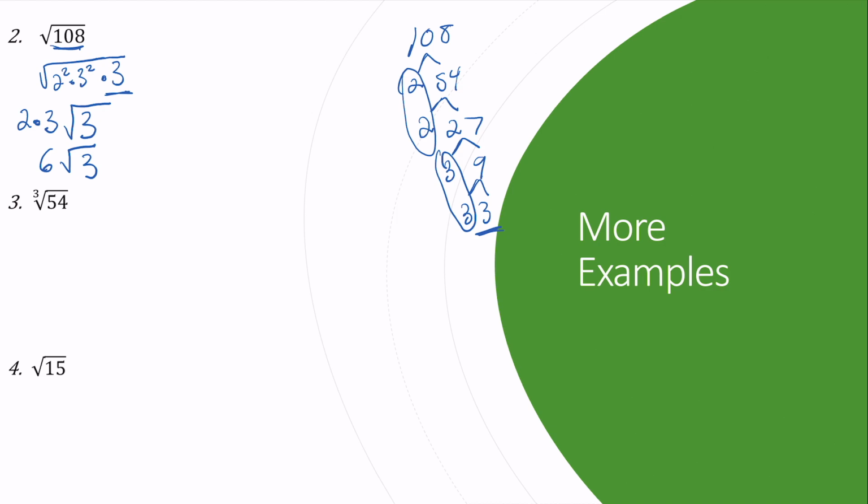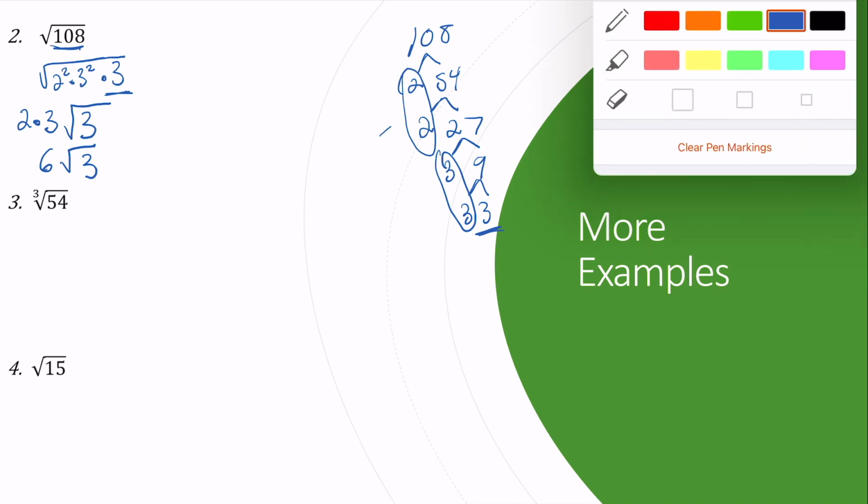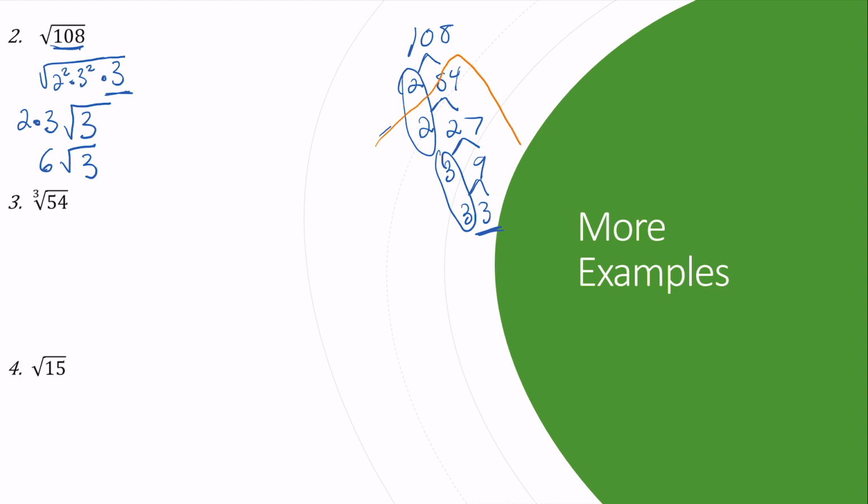Next, let's take a look at the cube root of 54. I already made most of that factor tree over here. If you just look at the part I'm going to outline in orange, I've got 2 times 3 times 3 times 3. And we're looking for cubes. Well, this is 2 times 3 cubed. So I could have 3 cubed times 2, all under the cube root. So my answer would be 3 cube root 2.